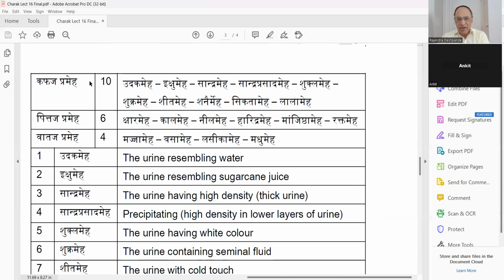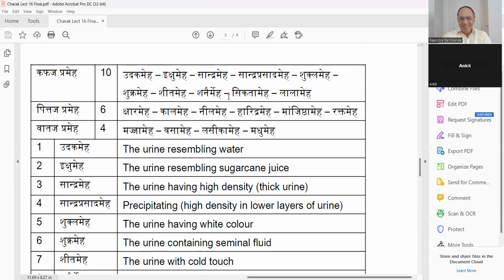We have the description, but let us see. Udaka, Ikshu, Sandra. Don't go for the Meha word, don't remember the Meha. Only Udaka, Ikshu, Sandra, Sandra Prasad, Shukla, Shukra, Shita, Shanair, Sikata, Lala. So remember these 10 names only: Udaka, Ikshu, Sandra, Sandra Prasad, Shukla, Shukra, Shita, Shanair, Sikata, and Lala Meha.